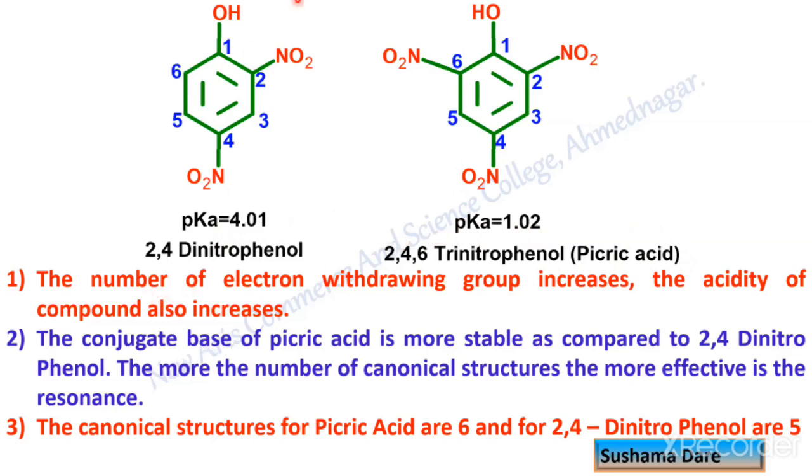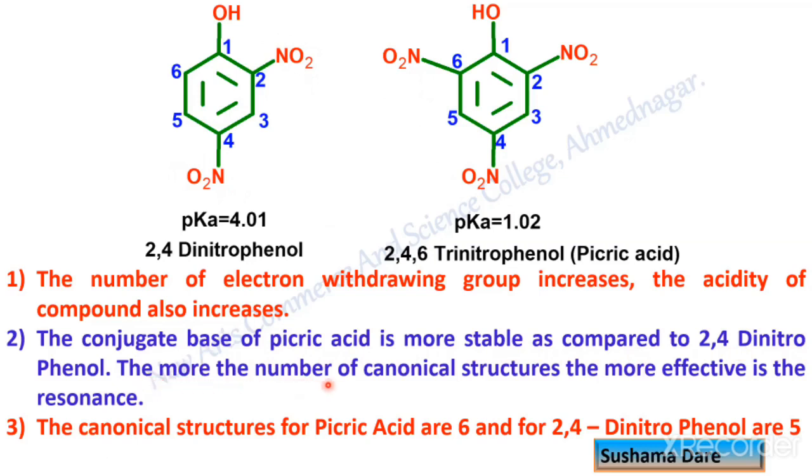The reason behind it, again, is that once you increase the number of electron withdrawing groups, the acidity of the compound also increases. So the role of the nitro group is electron withdrawing. But when it is located at the ortho and para positions, its effect is more. So as you add a new nitro group in the case of picric acid, again at the ortho position, its effect is more. So the conjugate base of picric acid is more stable as compared to 2,4-dinitrophenol.